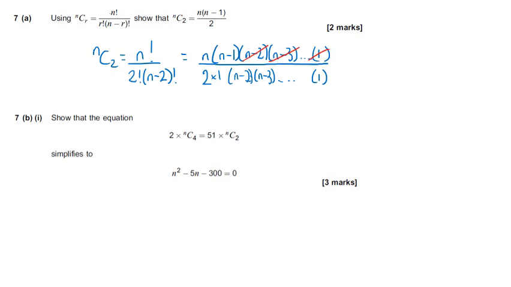And what we can see is that all of these values from n minus 2 down disappear. They cancel out, and all we're left with is a 2 on the bottom and then n minus 1 on top, which is what we were asked to demonstrate.